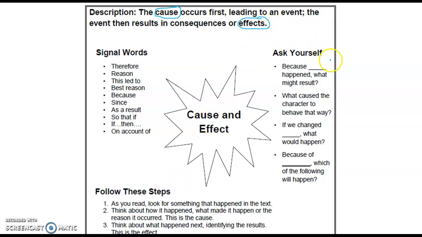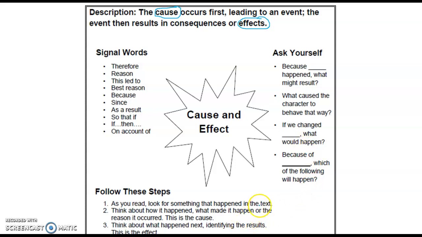Over here, we have questions that we can ask ourselves as we're reading historical text. Because something happened, what might result? So because this happened, what could happen after that because of it? What caused the character to behave that way? So what caused the people that this text is about to act the way they did? If we changed blank, what would happen? Because of something, which of the following will happen?